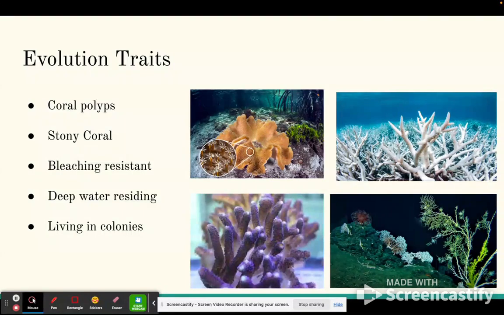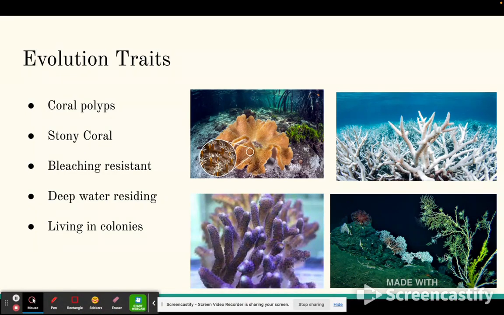So the evolutionary traits, like explained about the coral polyps. This is specifically a big trait for deep water coral. Deep water coral cannot depend on algae as a food resource because sunlight is unable to get to deep water. So the coral polyps will be their main method of getting food.